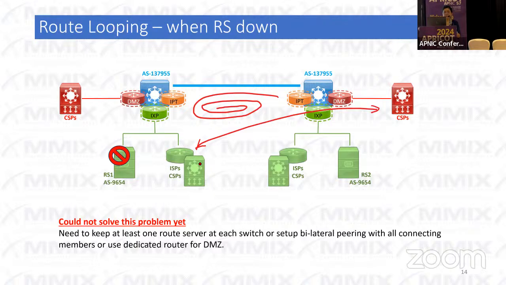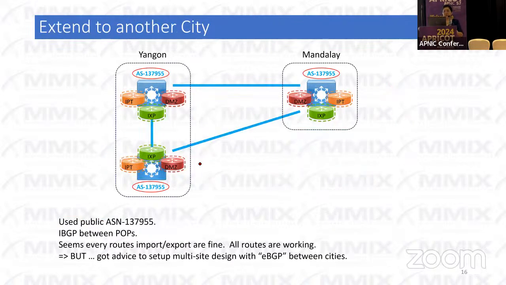Members, connecting all the connecting members, and also use a dedicated router for the DMZ. We cannot use combined. But that problem is happening in the DMZ behind our core network. This kind of problem is no longer a problem between ISP to ISP. Traffic going between partners is okay. This problem is only behind the server side of our network. So I will also share another case.